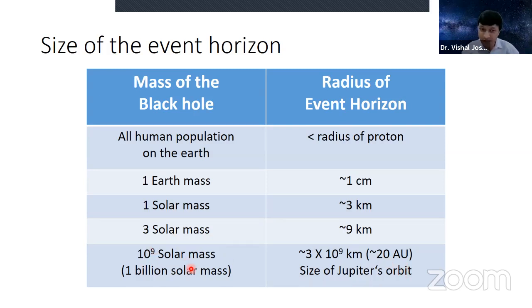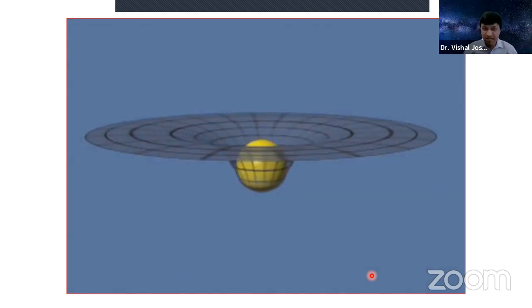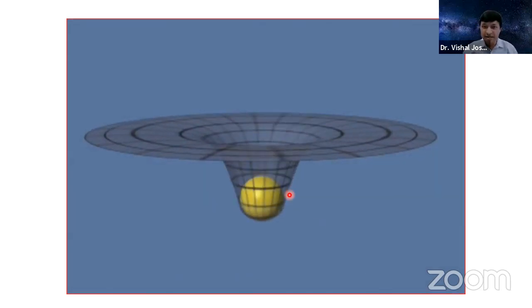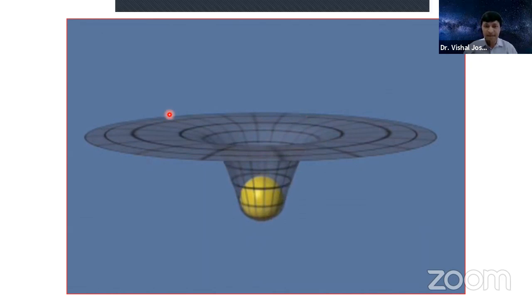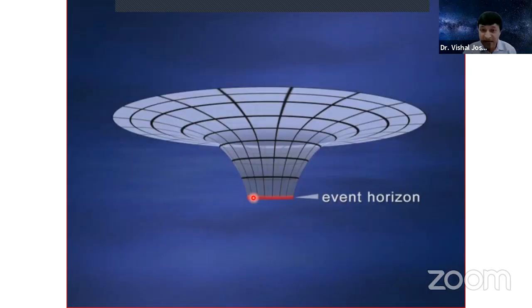So if an object has sufficient mass, even the black hole made from that object is large enough. So black holes are not only tiny objects. You can see here that when we shrink the object, the dent it makes in the space-time structure goes deeper and deeper, and eventually it will reach a level below which you can't see. Whatever happens below this limit, you can't see.